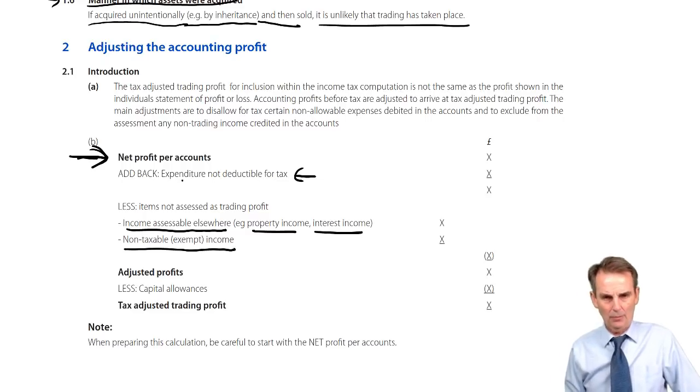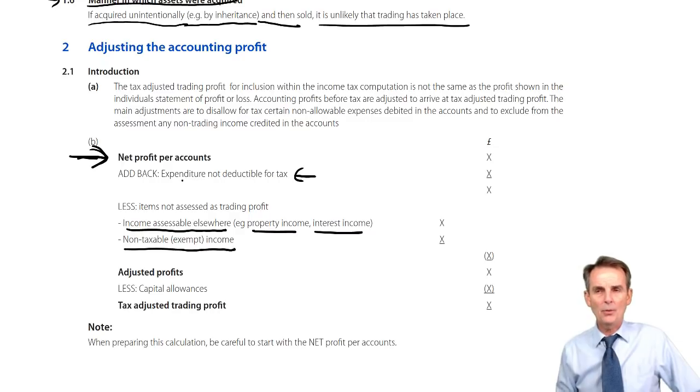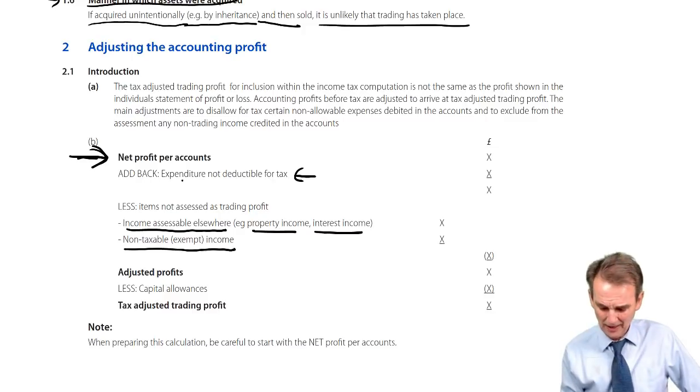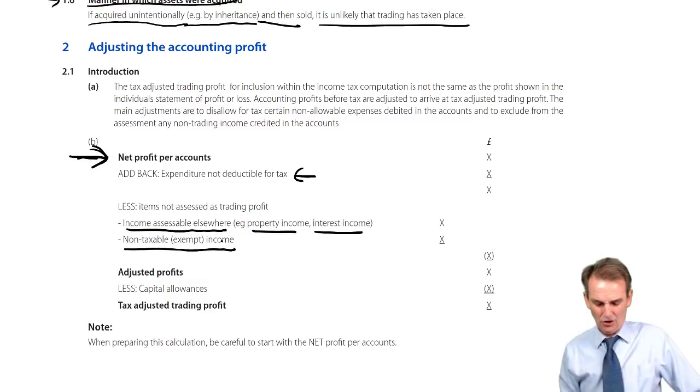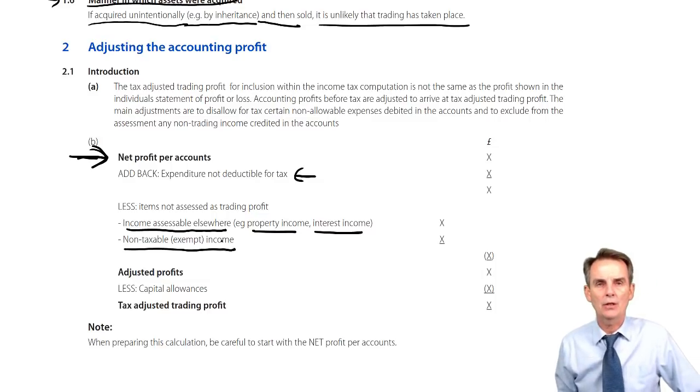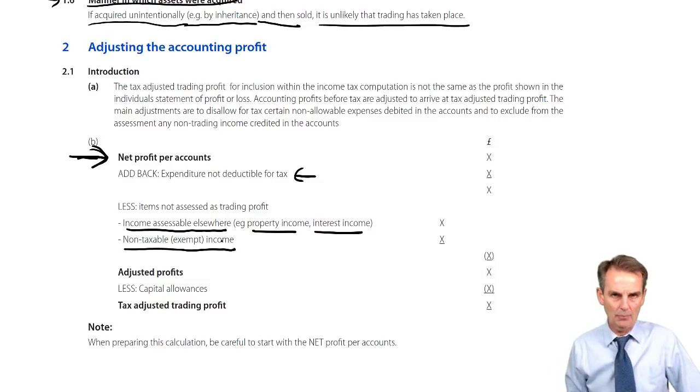Now, again, I've given labels there. When you do your adjustment of profit statement, we always start with the net profit as per the accounts, but you do not need to put subheadings such as expenses not deductible for tax, or items that are not assessed as trading profit. You don't need headings. All we need to know, going through each item on that statement of profit or loss, is: do we need to add any amount back? Do we need to deduct any amount from the net profit to derive our adjusted trading profit?